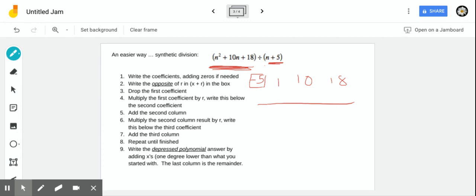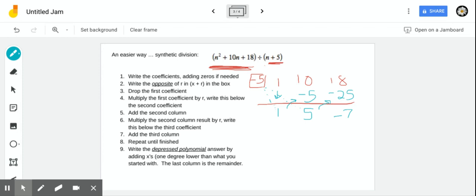Okay, so what you're going to do is drop that first coefficient. We're going to multiply negative 5 times 1. Little dotted line, and you're going to write the answer up here. So negative 5. Then you add these numbers. And then you multiply negative 5 times 5. You write your answer up here. And you add those numbers. And that's it. Okay? This is actually the answer.